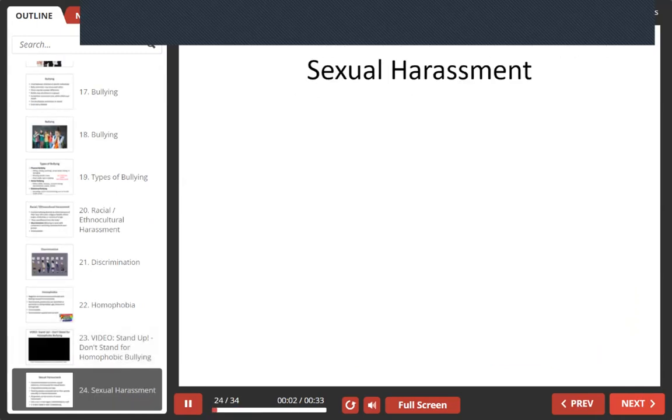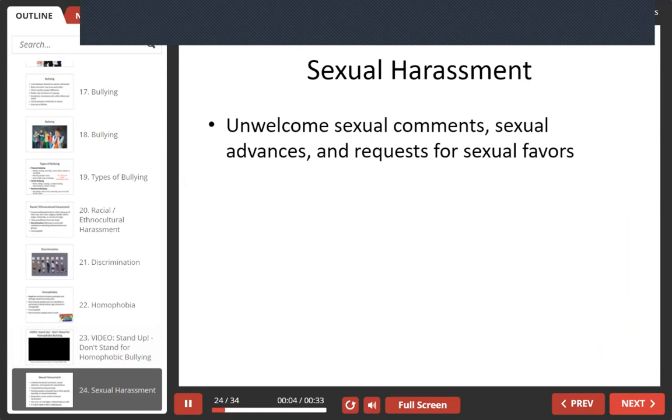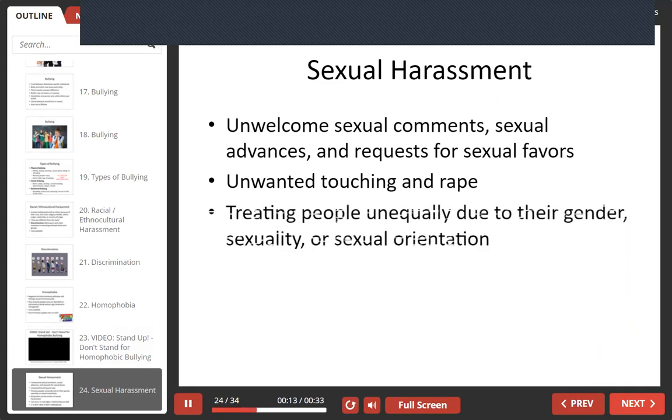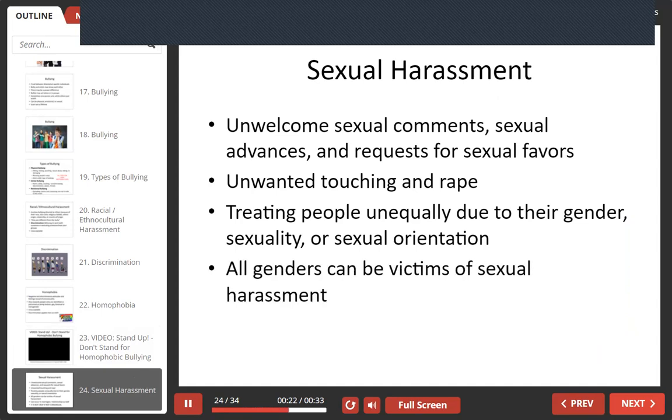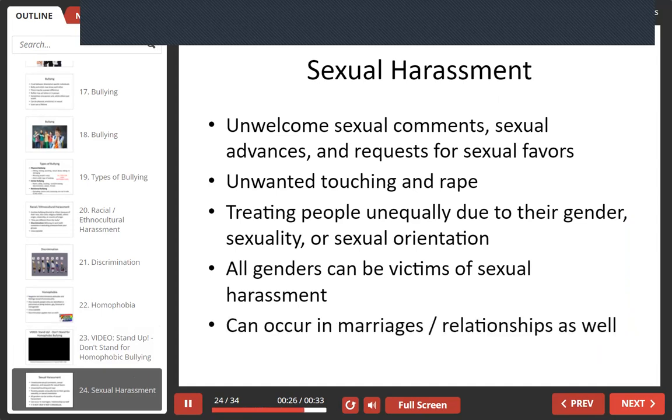Sexual harassment can include unwelcome sexual comments, sexual advances, and requests for sexual favors. This can also include unwanted touching and rape. Treating people unequally due to their gender, sexuality, or sexual orientation is also a form of sexual harassment, and all genders can be victims of sexual harassment. This can also occur in marriages and relationships as well. It is not okay if it's not consensual.